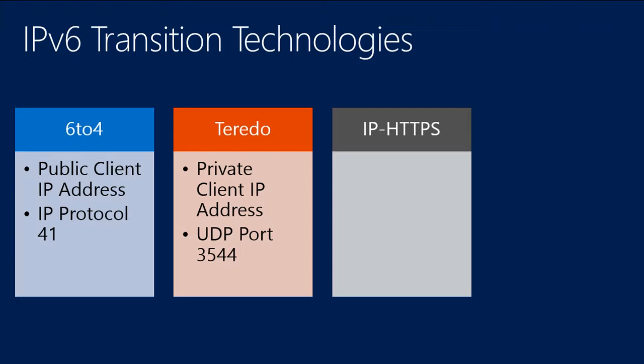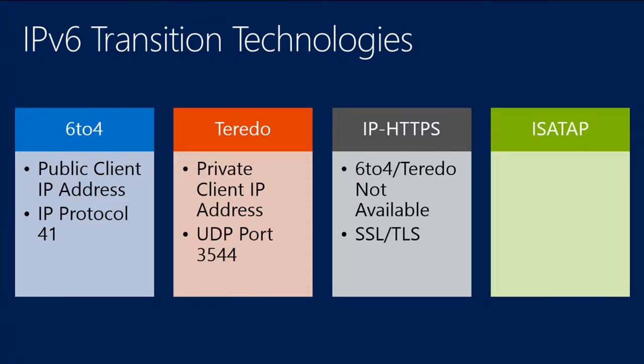So IP-HTTPS is pretty self-explanatory there. It's used anytime 6to4 and Teredo are not available to us. It's the transition protocol of last resort. Basically, what we're doing is encapsulating our IPv6 communication inside of HTTP and protecting it with SSL and TLS. And then the last protocol transition technology I want to talk about is ISATAP.